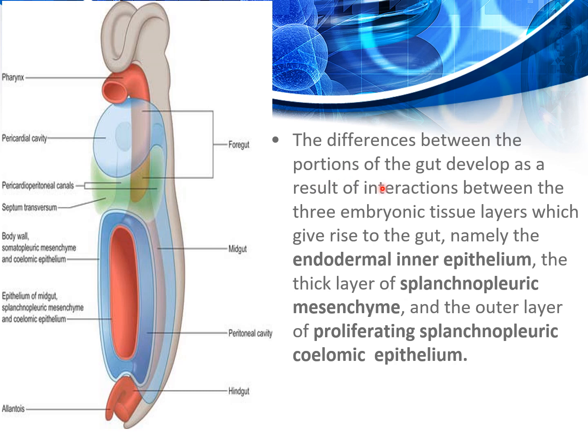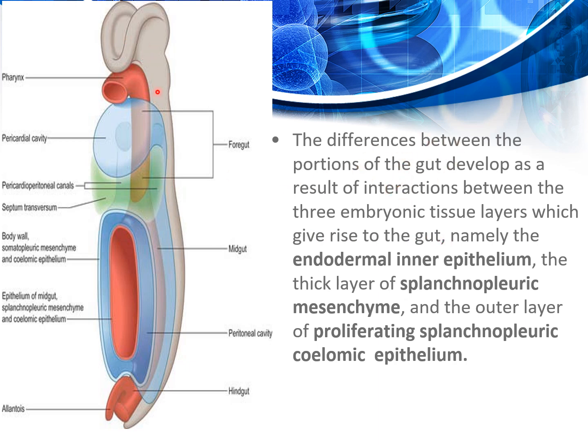The different portions of the gut tube develop as a result of interaction between 3 embryonic tissue layers which give rise to the gut tube, namely the endodermal lining, the epithelium. This red color shows the endodermal inner epithelium, then the thick splanchnic layer which is derived from the mesoderm in the area, and then the outer layer, the proliferating splanchnopleuric coelomic epithelium. So these 3 different types of tissues interact with each other, and as a result of these interactions different parts of the gut tube will be formed.